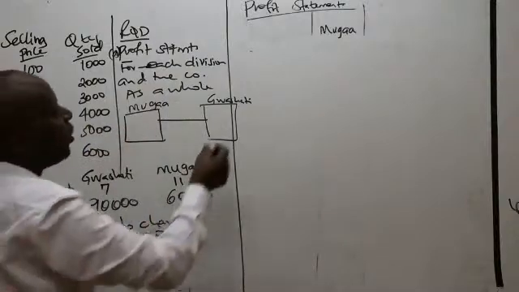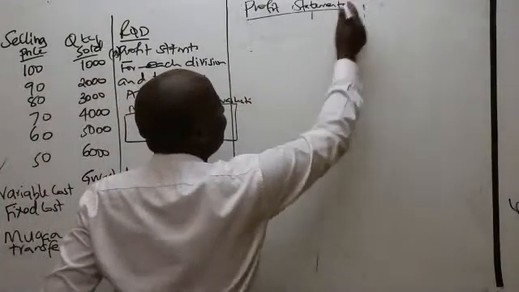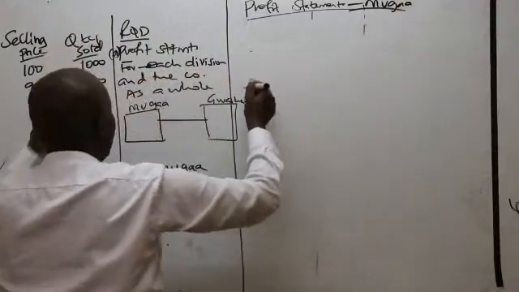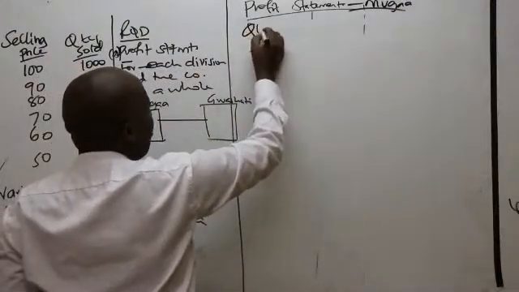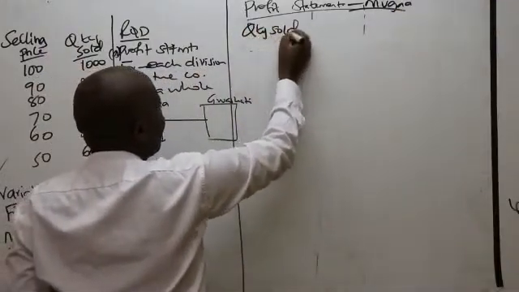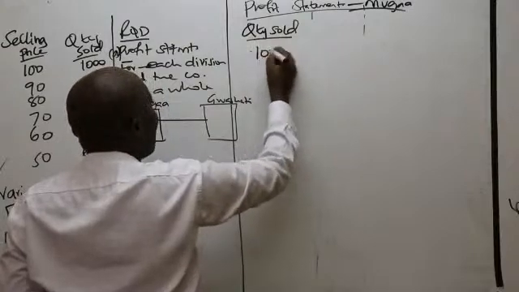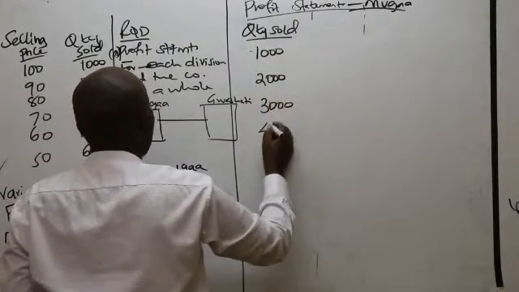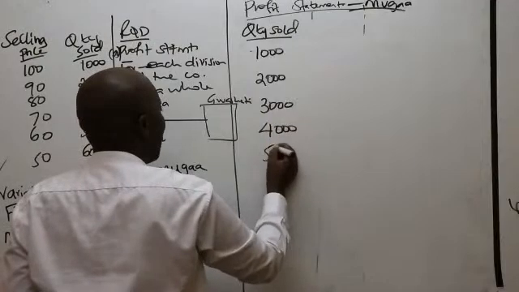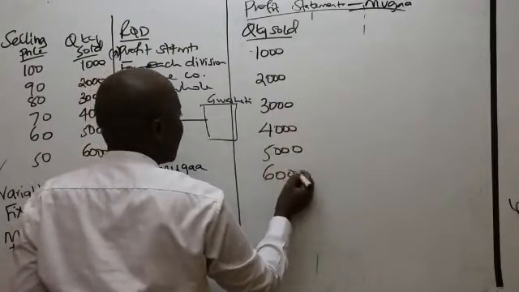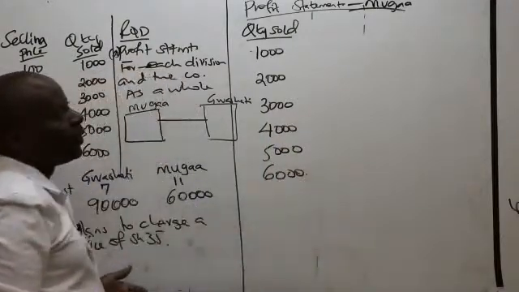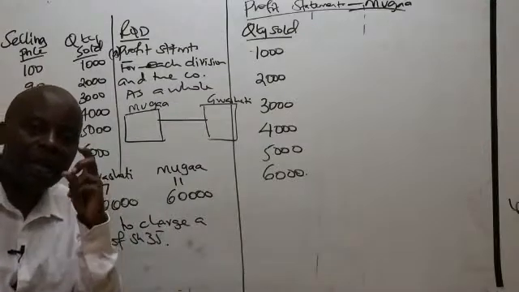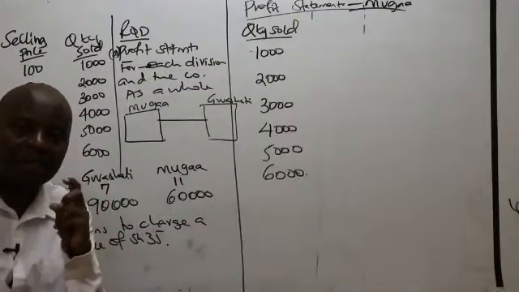So we have here the profit statement of Muga. Muga's quantities will also be Washati's quantities. So we have here quantity sold. We have 1,000, 2,000, 3,000, 4,000, 5,000, 6,000. Now, can a good student give me the selling price of Muga?